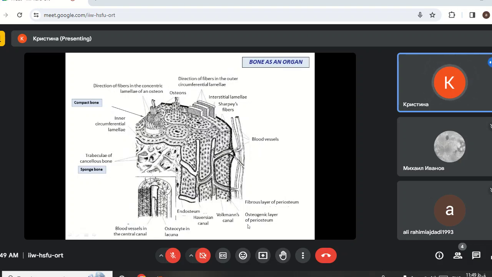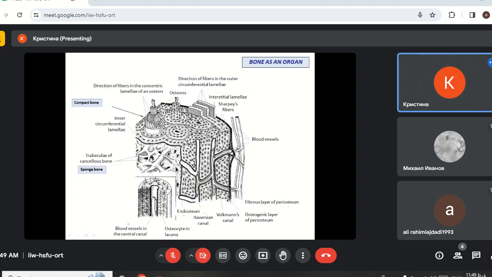Endosteum, like periosteum, contains the stem cells, osteogenic cells. Next, just under the periosteum, we have the layer of the outer circumferential lamellae. Outer circumferential lamellae.